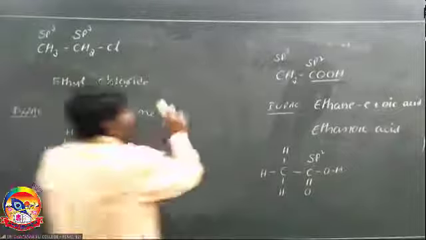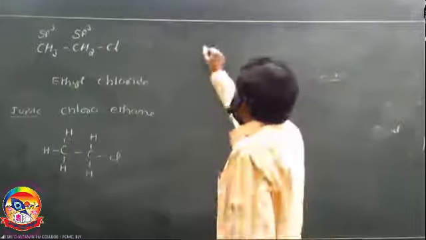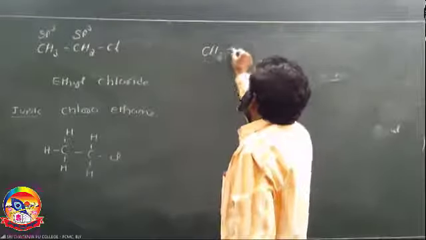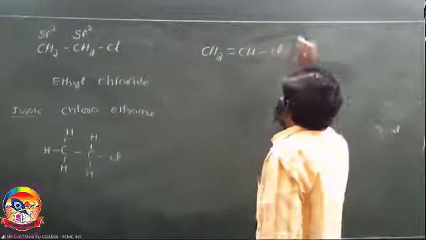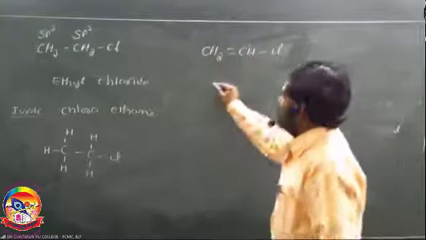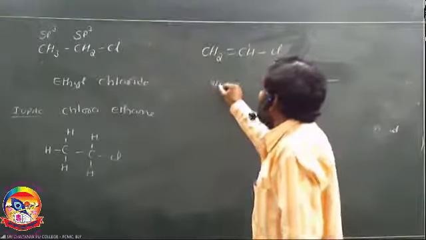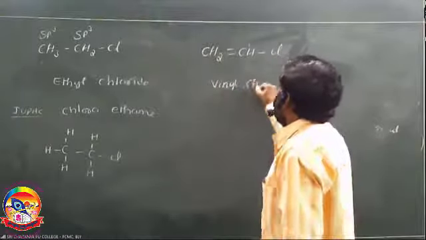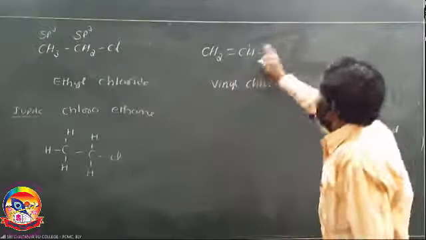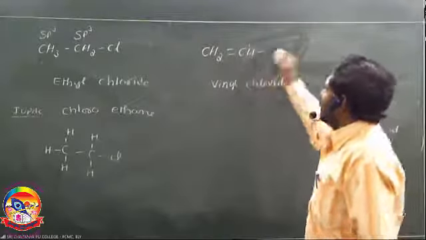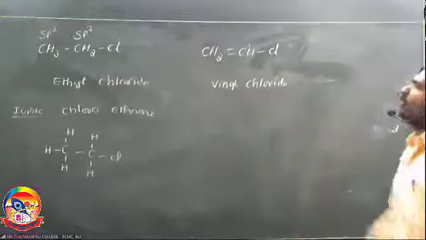Next, take another example. Last example. CH2 double bond CH, Cl. What is the common name and what is the IUPAC name? The common name is vinyl chloride. In ethylene, if one of the hydrogens is removed, it is called vinyl. If it is attached with the Cl, it is called vinyl chloride.